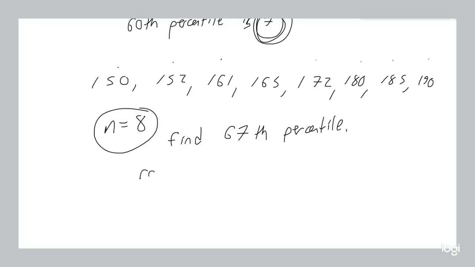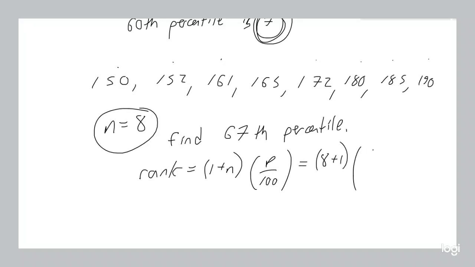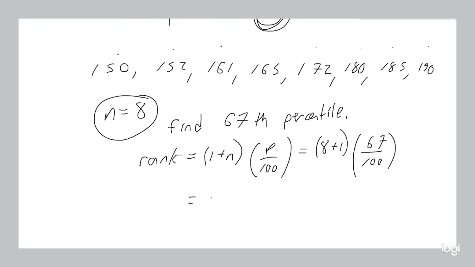So we look for our rank, which is going to be n plus 1 times p over 100. And that comes to 8 plus 1 times 67 over 100, which comes to 9 times 0.67. And 9 times 0.67 gives us 6.03.